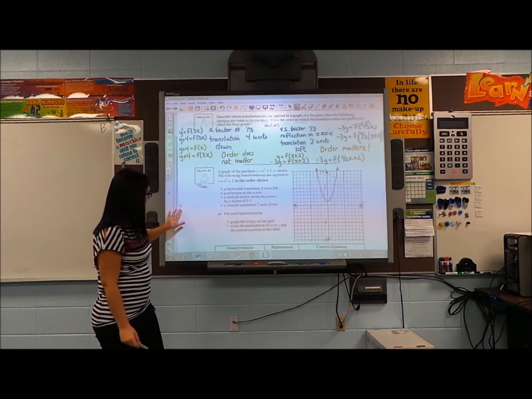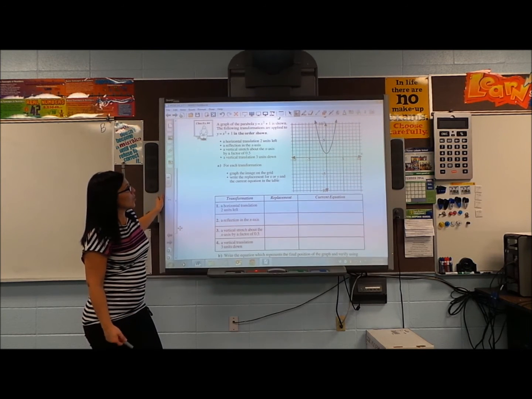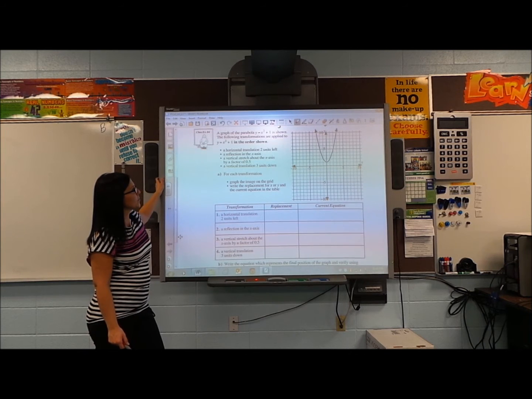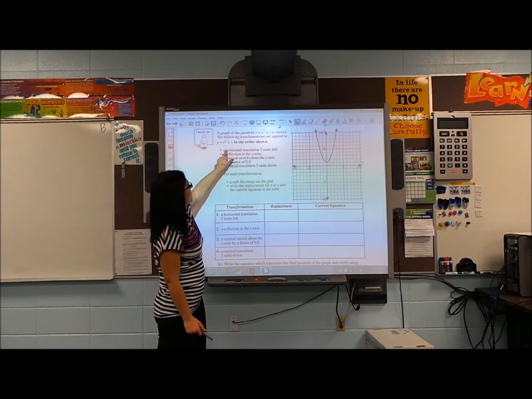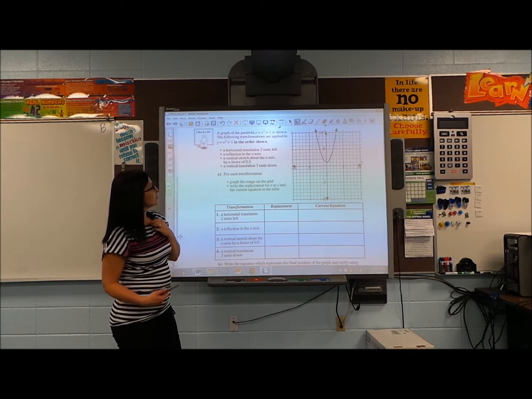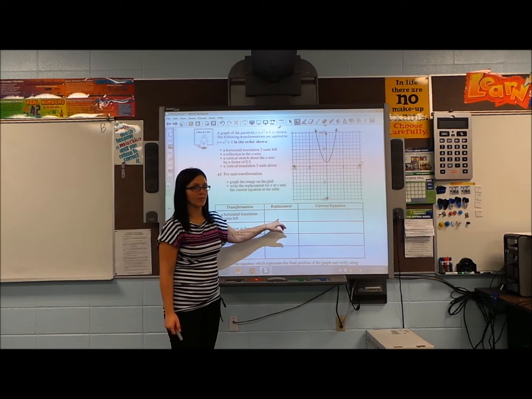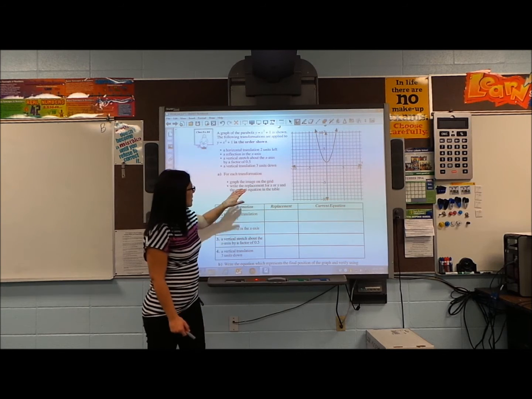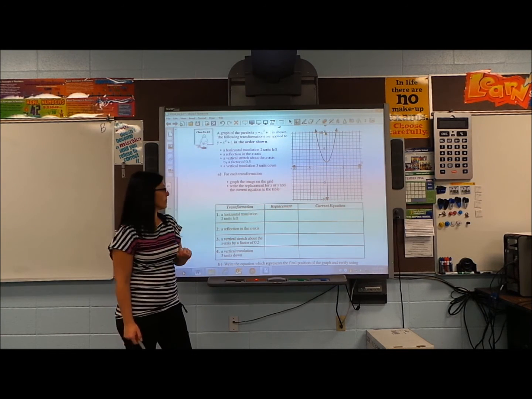Okay, final question. The graph of a parabola y equals x squared plus 1 is shown. The following transformations are applied to the graph in the order shown. So the first step is to do a horizontal translation of 2 units to the left. What we are supposed to do is graph the image on the grid, write the replacement for x or y, and the current equation in the table.